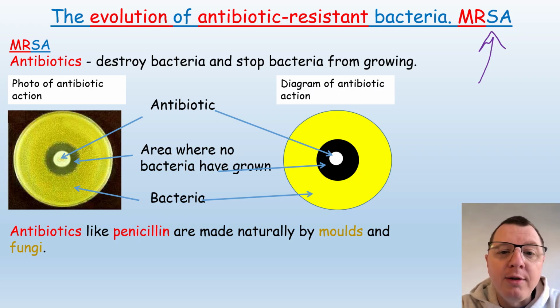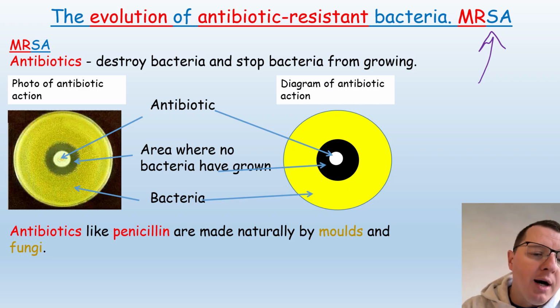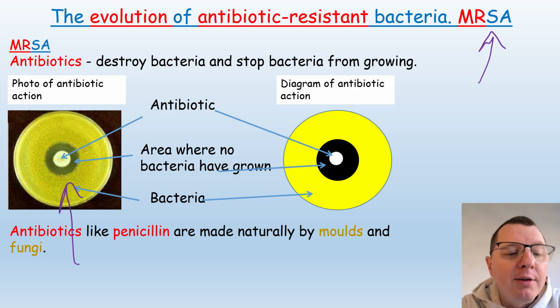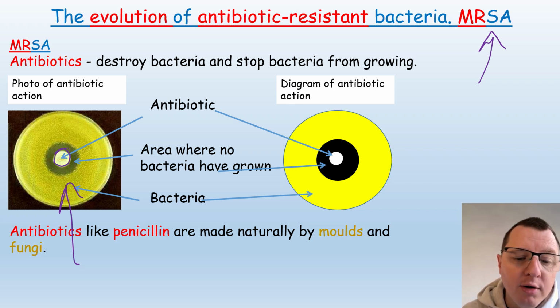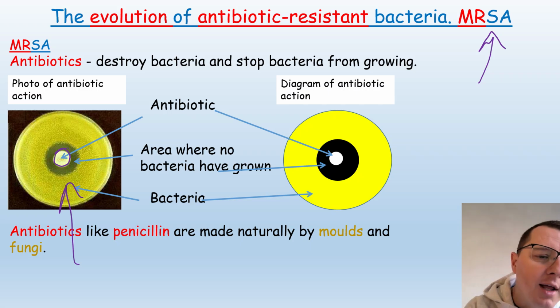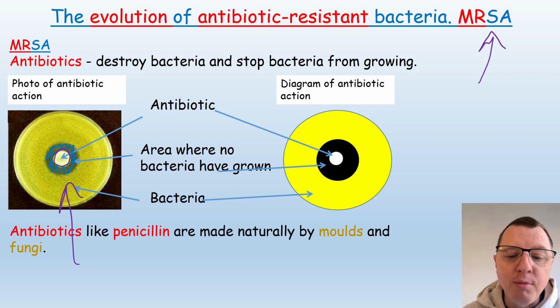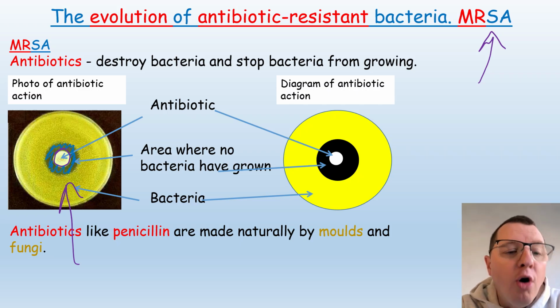Antibiotics destroy bacteria and stop them from growing. So if you had an agar plate of bacteria growing and you placed an antibiotic disc within there, then you might start to identify around that disc an area, a zone of no growth, because the bacteria has not been able to grow where the antibiotic chemical is present.